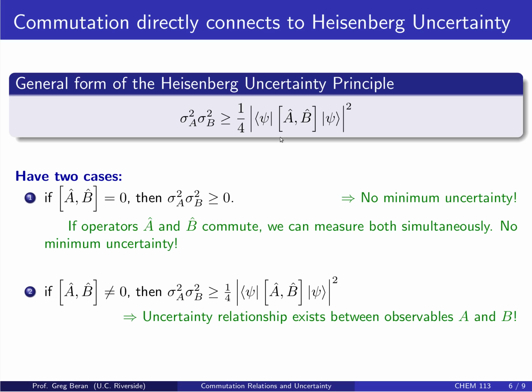We're going to get a non-zero value for this expression on the right-hand side, and so we'll get something like sigma a squared sigma b squared is greater than or equal to some non-zero value. And that means there will be an uncertainty relationship between those two observables corresponding to the operators a and b. And so that will give us an uncertainty principle. There will be some minimum uncertainty we always have to have in those two properties. And so if we end up knowing a better, we'll end up having to know less about b, or vice versa.